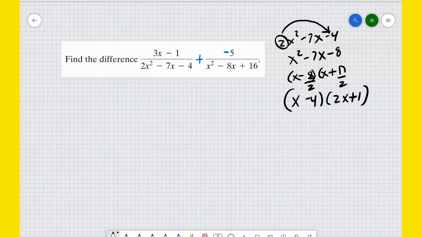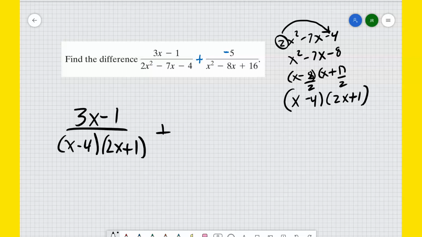Okay, so I've got 3x minus 1 over x minus 4, 2x plus 1, plus -5 over. Now how does this right denominator factor? That's just going to be x minus 4, x minus 4. That one wasn't as hard to factor.